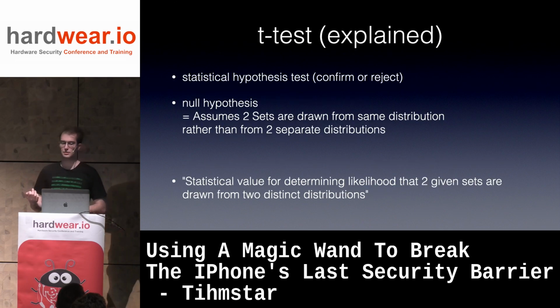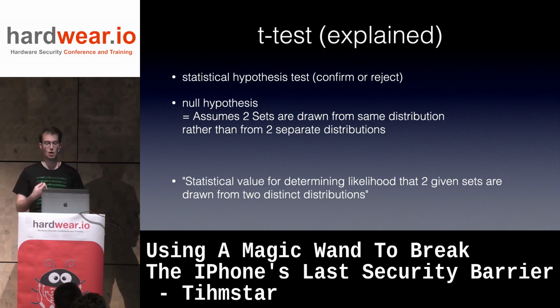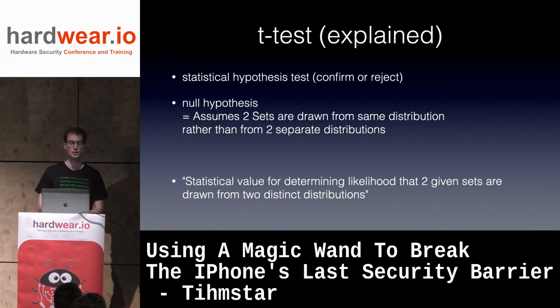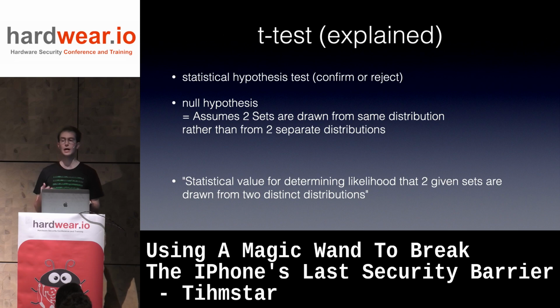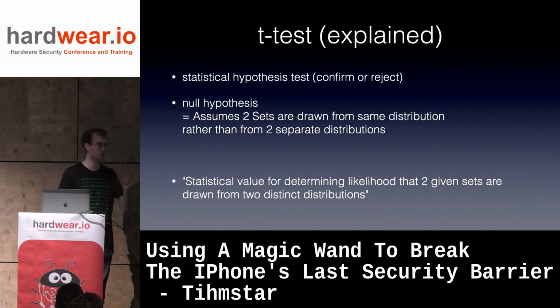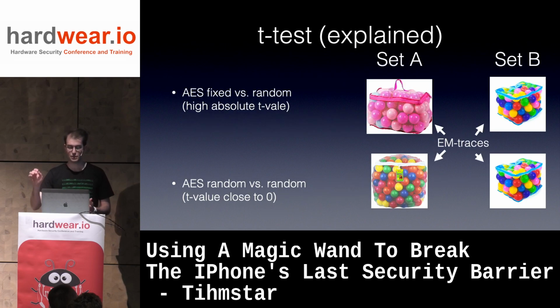So what is the t-test? In case you never heard of it, t-test is a statistical hypothesis test which confirms or rejects a hypothesis with a certain likelihood. So the hypothesis that we have is the null hypothesis, which assumes that two sets are drawn from the same distribution rather than two separate distributions. I have images to visualize that in the next. Basically, the t-test gives you a statistical value for determining the likelihood that two given sets are drawn from two distinct distributions. So what does that mean?